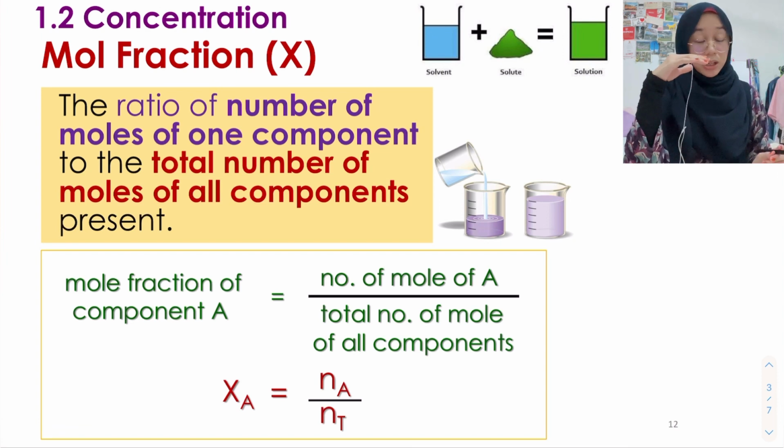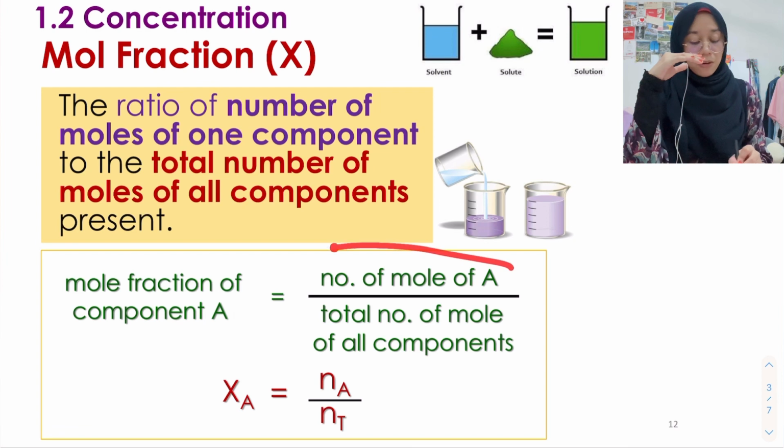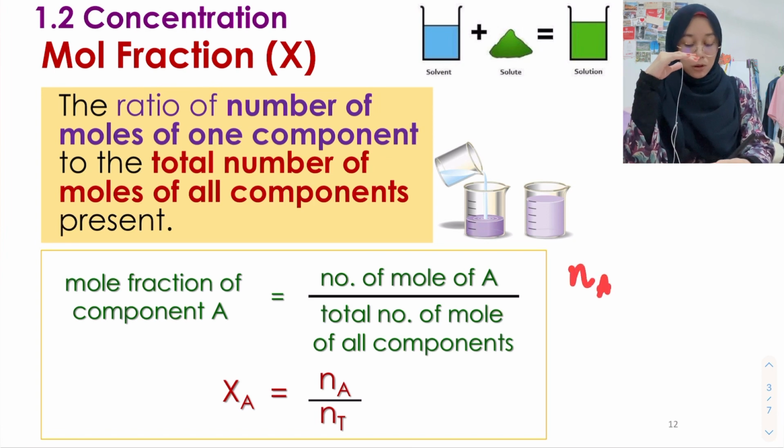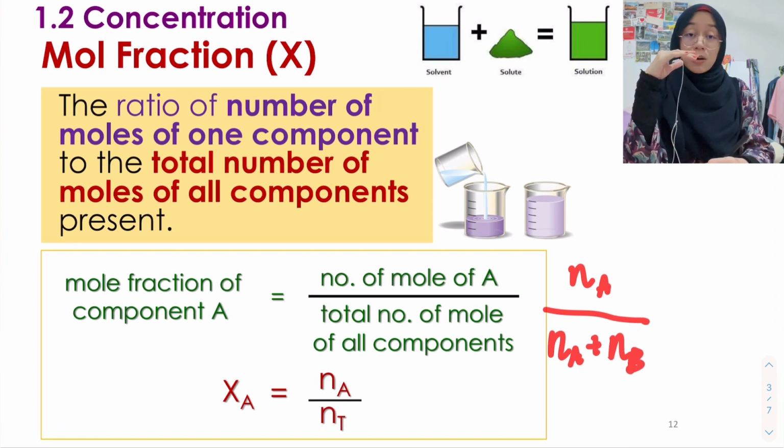So if we convert this into a formula, what does the formula actually look like? The mole fraction of a component A. Maybe we have A and B. So specifically we want to find the mole fraction for A. Basically what you need is the number of moles of A divided by the total number of moles of all components. For example, if we have A and B in one solution, it means the top is the mole of A, and the bottom is the mole of A plus the mole of B, because it asks for the total number of moles of all components. There are two, so we have to add them together to get the total moles of both components.